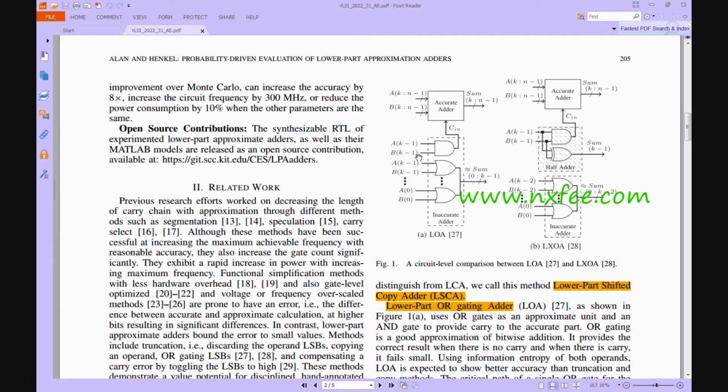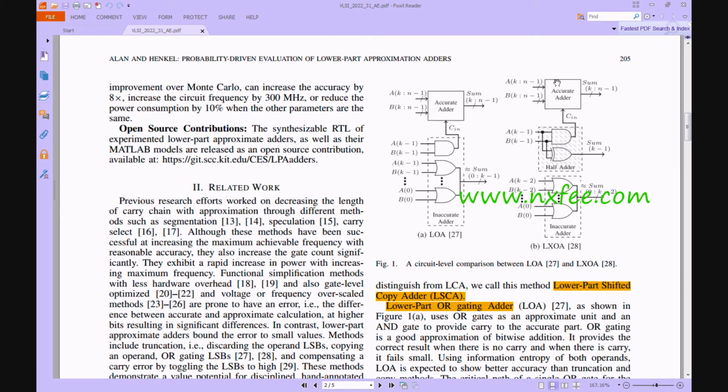Here in the LXOA adder you can check they additionally added a half adder. This is the half adder for LXOA. This half adder is taken separately and given inputs a k minus 1 and b k minus 1, and they are taken as a sum. So we proposed this architecture, and we designed a new novelty based one.